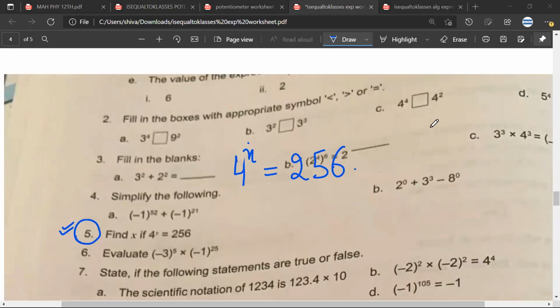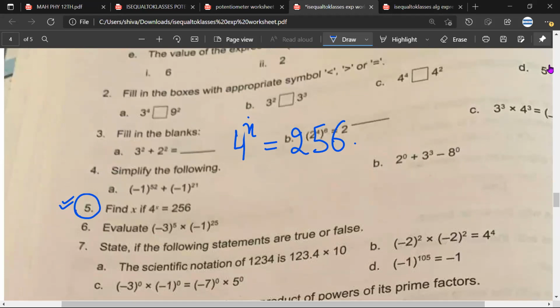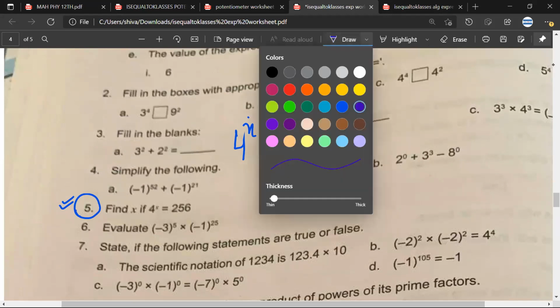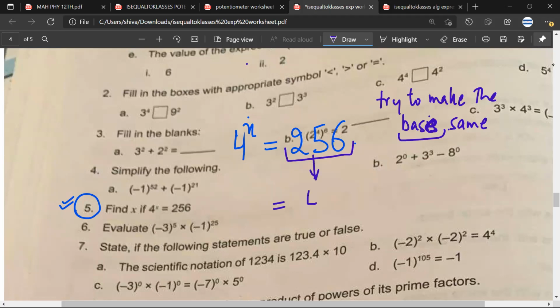What is the simple rule that I've told you to solve exponential equations? The simple rule for solving exponential equations is try to make the bases same. Do we agree? The base should be the same. So I should try to make this 256 as 4 raised to power something. Mr. Sarthak, have you understood?